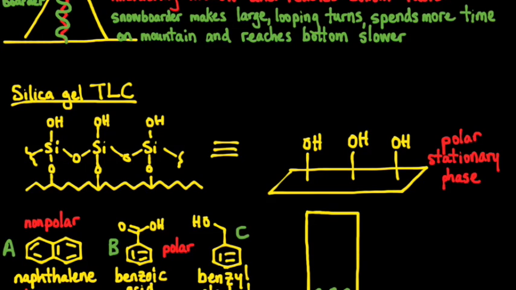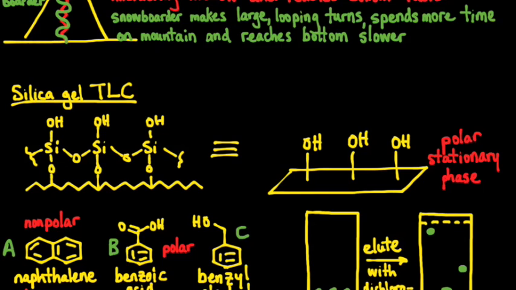If we were to spot these three compounds, which I will label A, B, and C, on a silica gel plate as shown, and elute them with a solvent such as dichloromethane, I may obtain a separation that looks like this. Since naphthalene is nonpolar, it makes very little interaction with the stationary phase, which consists of polar OH groups. So when a mobile phase comes along, it preferentially dissolves in the mobile phase instead of remaining stuck onto the TLC plate. In other words, the intermolecular forces between naphthalene and dichloromethane are stronger than between naphthalene and silica gel.